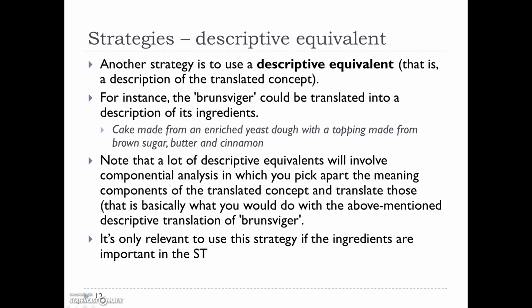So a lot of descriptive equivalence will involve componential analysis, and that's what we've just done, because you pick apart the meaning components of the translated concept and then you translate those. But obviously it's only relevant to use this strategy if the ingredients, for instance, are important in the source text. If you believe that it's important for the reader of your target text to know what kind of cake it is and what it's made from in this case.